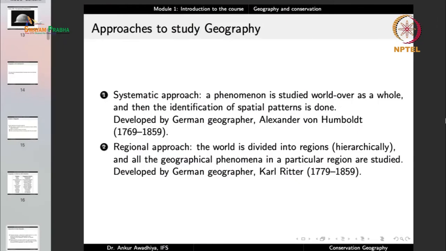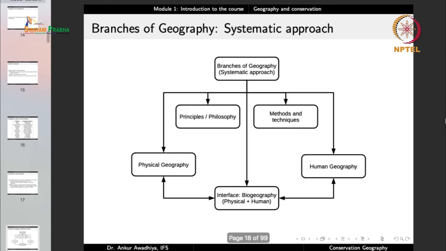And there are two approaches to study geography. We have the systematic approach, in which a phenomenon is studied world over as a whole, and then identification of spatial patterns is done. It was developed by the German geographer Alexander von Humboldt. And the second approach is the regional approach, in which we first of all divide the world into regions hierarchically, and we study all the geographical phenomena in a particular region. And this was developed by the German geographer Karl Ritter.